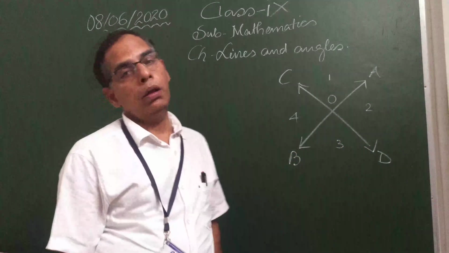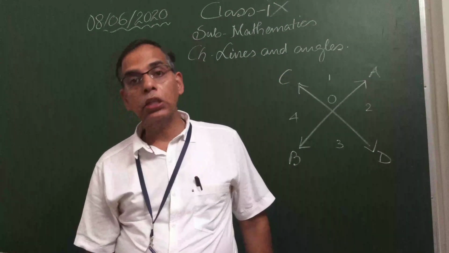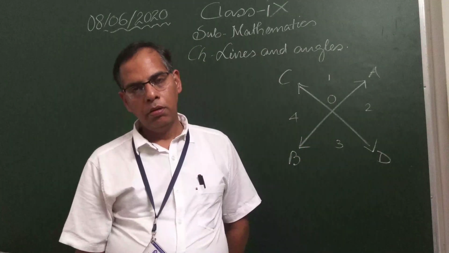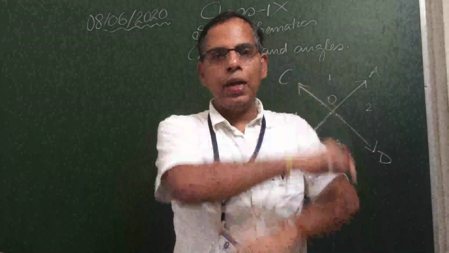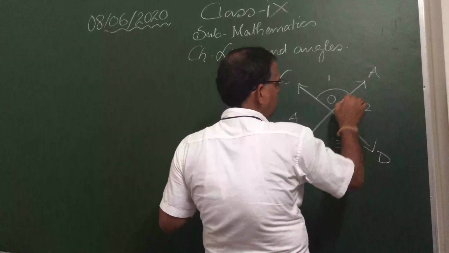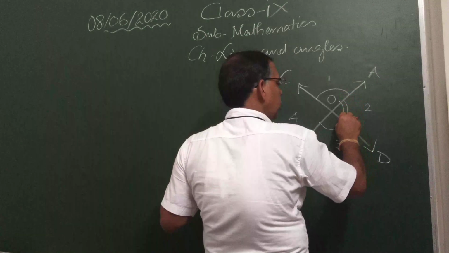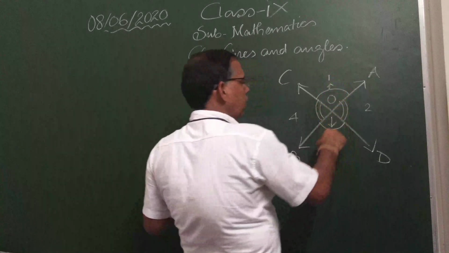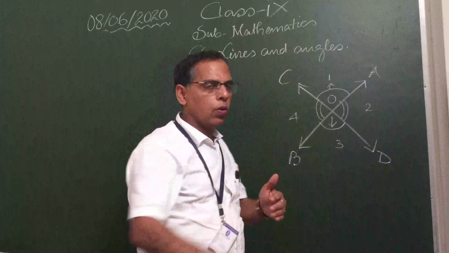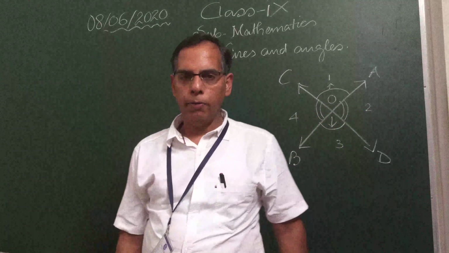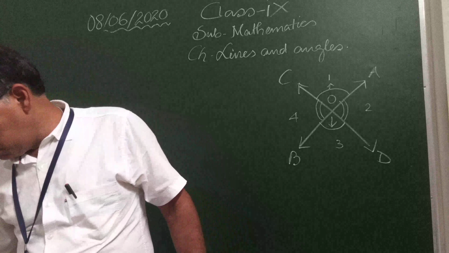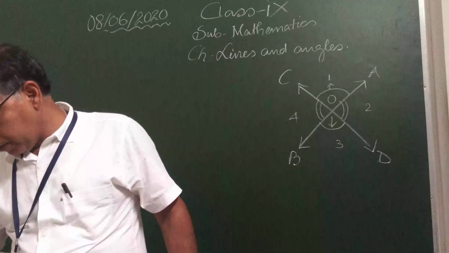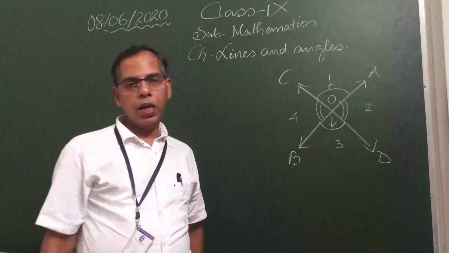Now what we have to do with these ones? Is there any application? Yes, obviously there is an application, especially in your circle chapter. Vertically opposite angles are equal. That means angle 1 should be equal to angle 3 and angle 2 should be equal to angle 4. See, vertically opposite: this one and this one, both are vertical angles. If I rotate this one in a clockwise or anti-clockwise direction, then 2 and 4 will also be vertical. So vertically opposite angles are equal, and it is given in your book, page number 94, theorem number 6.1. If two lines intersect each other, then the vertically opposite angles are equal.